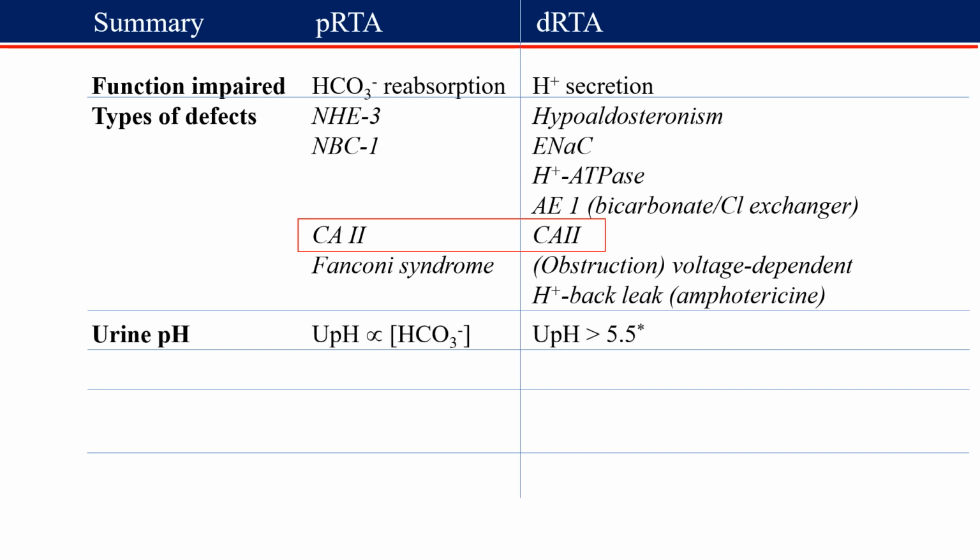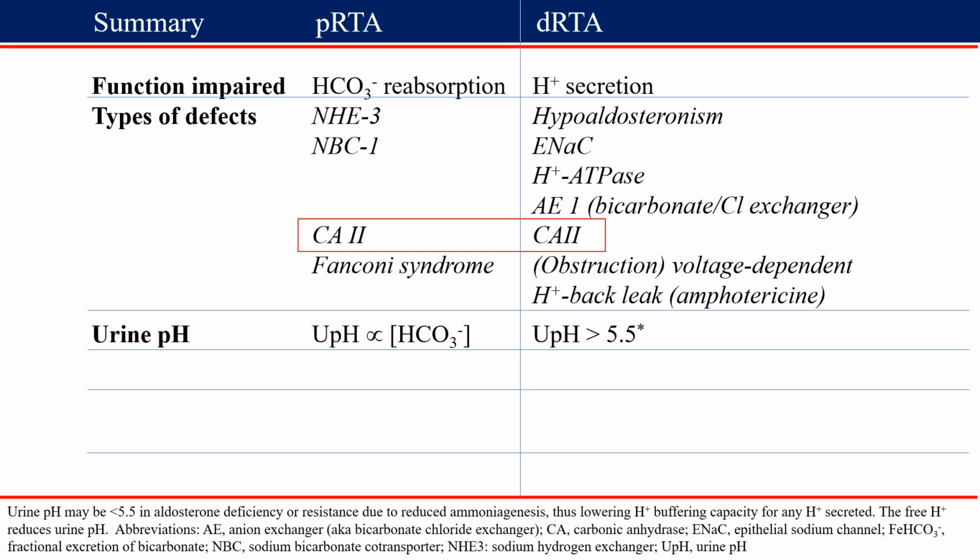In proximal RTA, the urine pH varies depending on the plasma bicarbonate. Urine pH is low in untreated metabolic acidosis, but as soon as we supplement bicarbonate, there will be urinary bicarbonate loss, thus increase in urine pH. For distal RTA, there is no or minimal hydrogen secretion. The urine pH is typically high, with values typically greater than 5.5. However, if ammoniagenesis is reduced in hyperkalemic forms of distal RTA, the urine pH can be low due to the loss of buffering by ammonia for any little hydrogen secreted.